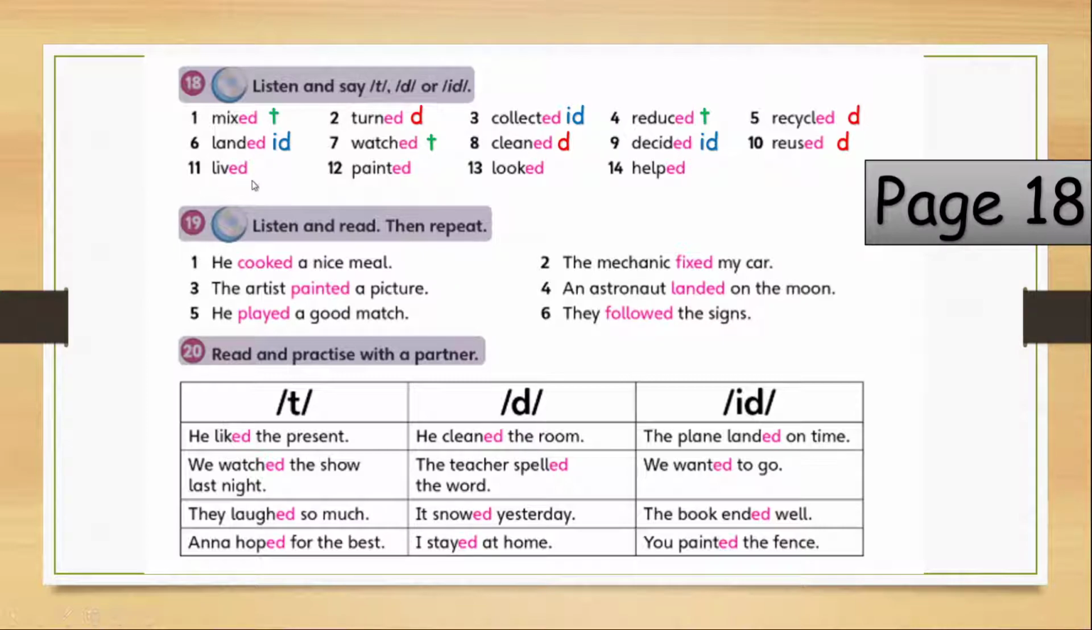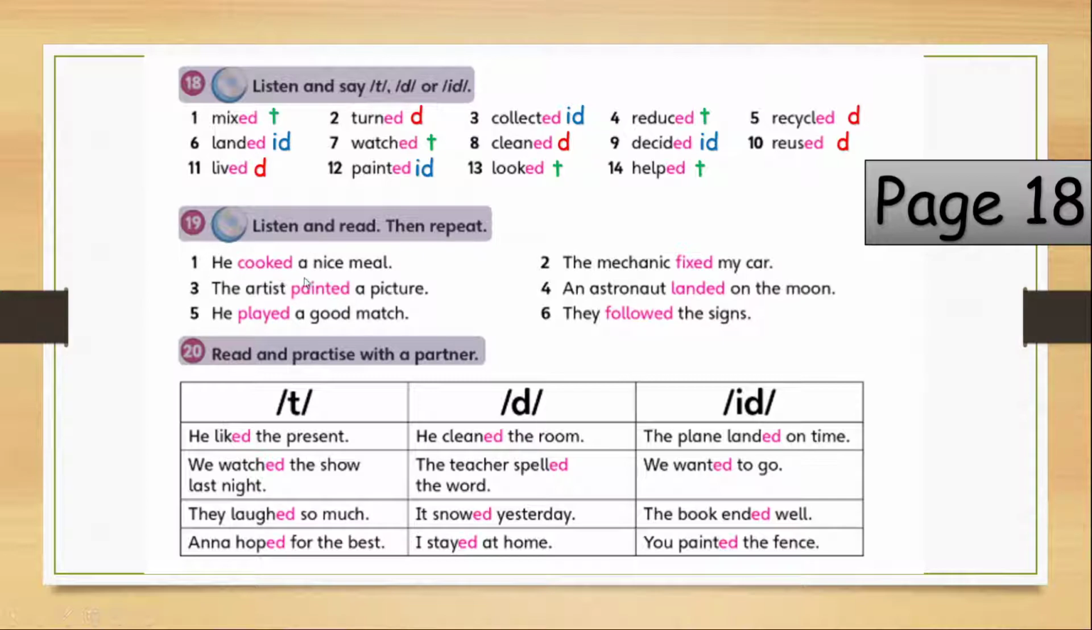11, lived. Lived. We can hear the d sound. 12, painted. Painted. We can hear the ed sound. 13, looked. Looked. We can hear the t sound. 14, helped. Helped. We can hear the t sound. Now, 19, listen, read, and then repeat. And let's check the sounds.